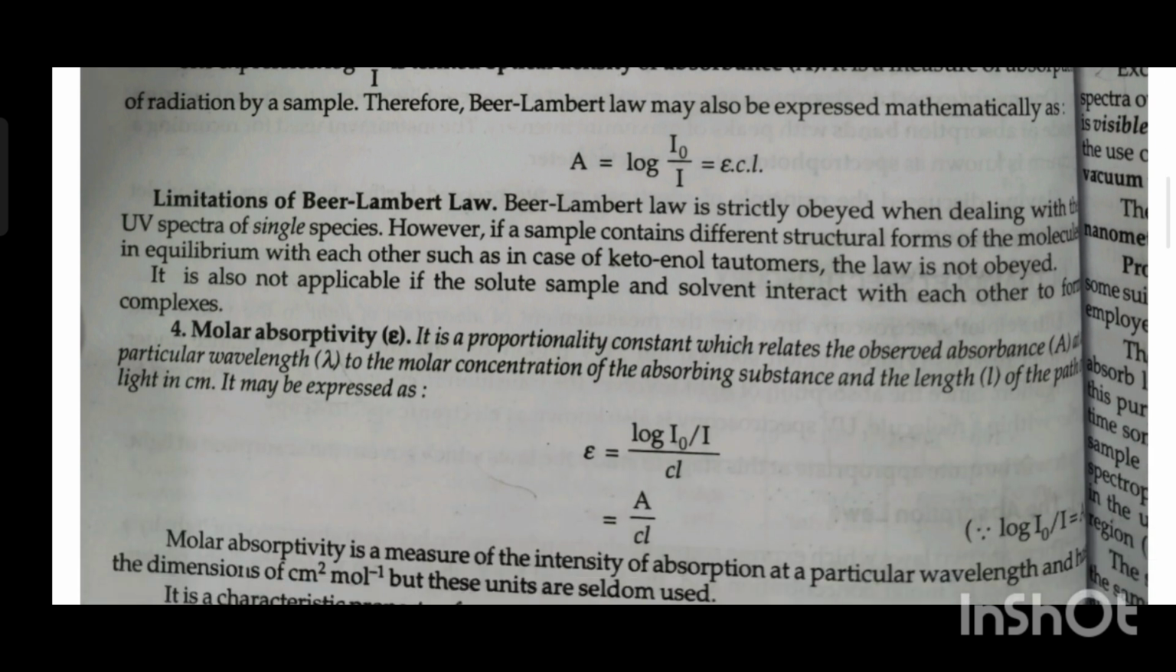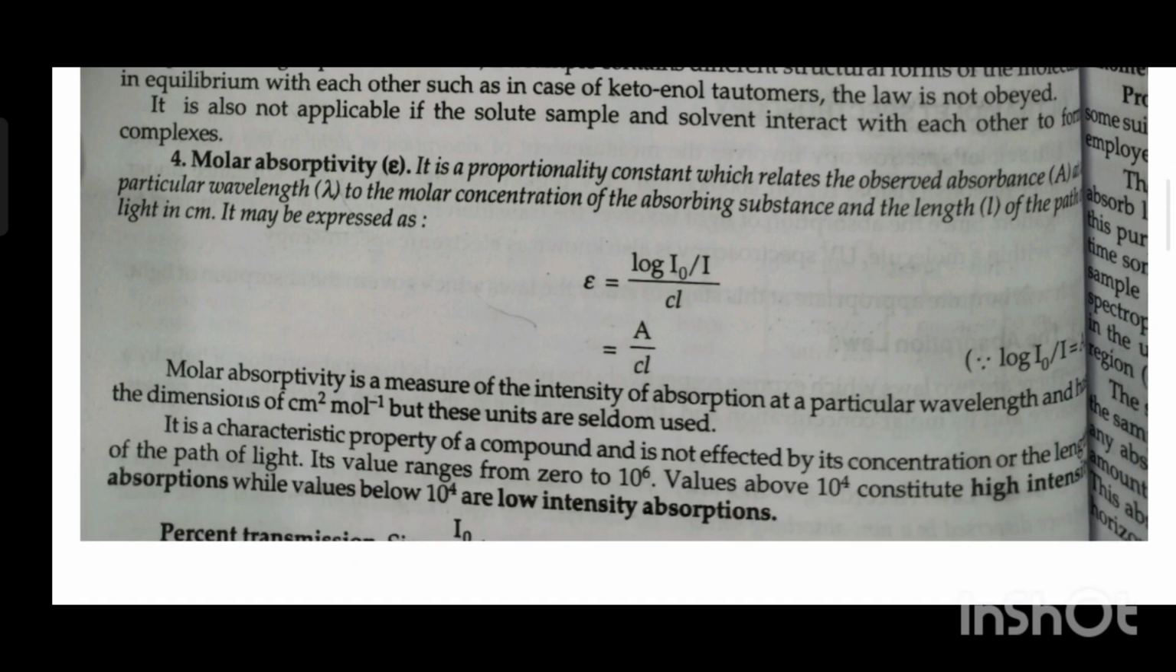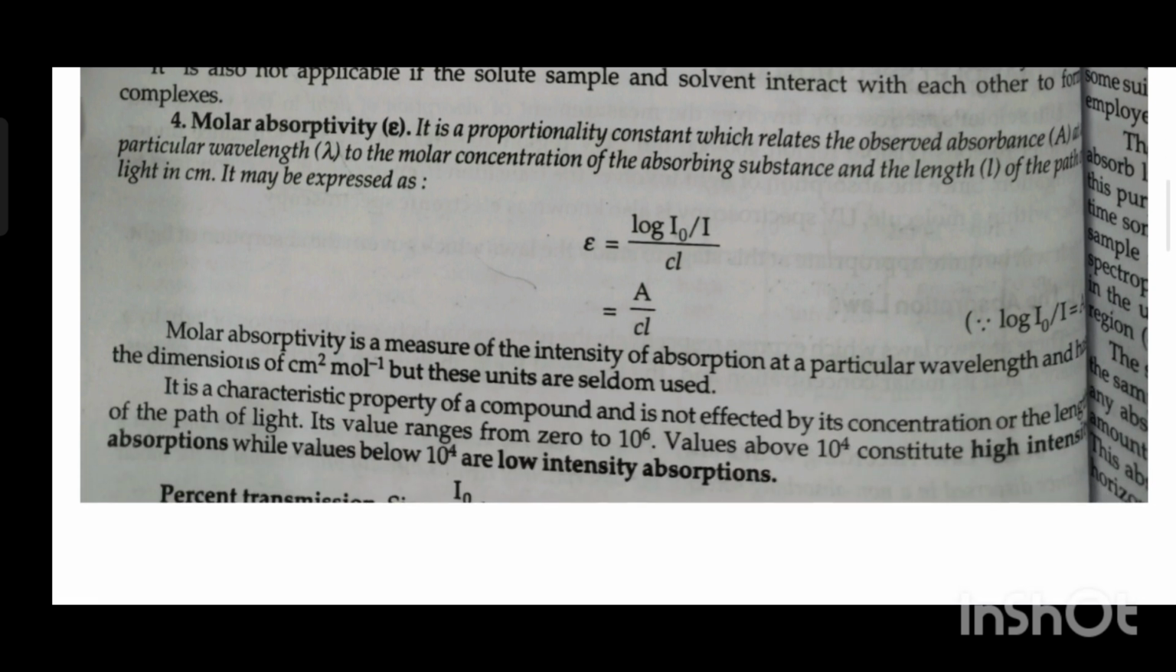Fourth, molar absorptivity, epsilon. It is a proportionality constant which relates the observed absorbance A at a particular wavelength lambda to the molar concentration of the absorbing substance and the length L of the path of light in centimeter. It may be expressed as epsilon is equal to log I naught by I divided by CL, that is, A by CL.